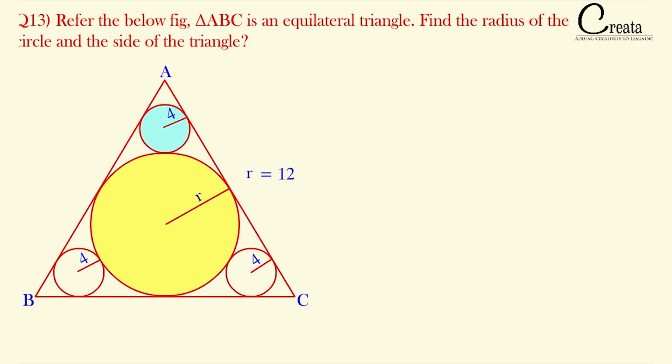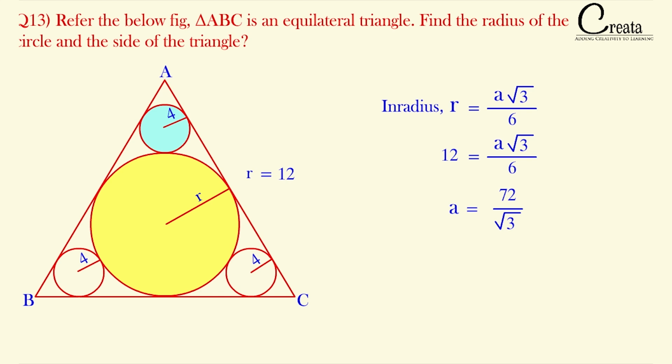Further, in the question we also have to calculate the side of this equilateral triangle. And we know the formula of inradius inside the equilateral triangle as r is equal to a root 3 upon 6. Here r is 12 units. So on putting the value, we got a as 72 upon root 3.